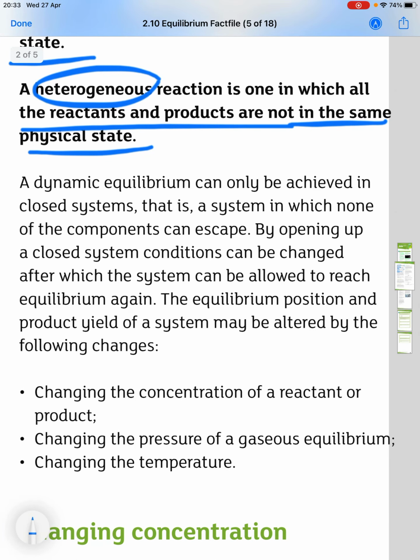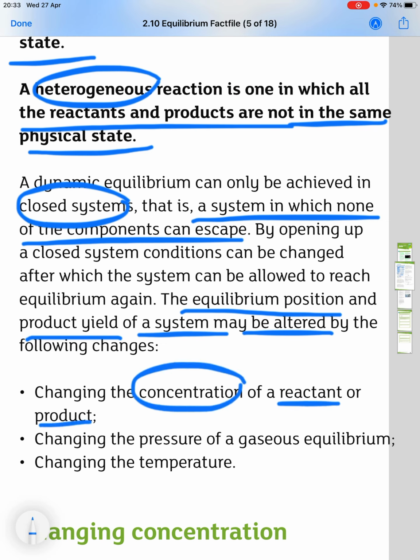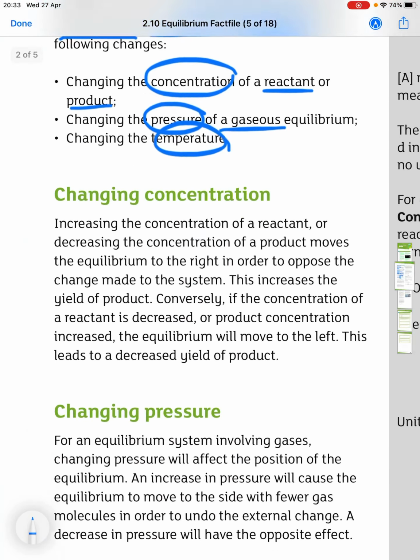So dynamic equilibrium can only be achieved in closed systems, that is, a system in which none of the components can escape. By opening up a closed system, conditions can be changed, after which the system can be allowed to reach equilibrium again. So the equilibrium position and the product yield of a system may be altered by the following changes. Changing the concentration of a reactant or product, changing the pressure of a gaseous equilibrium, or changing the temperature.